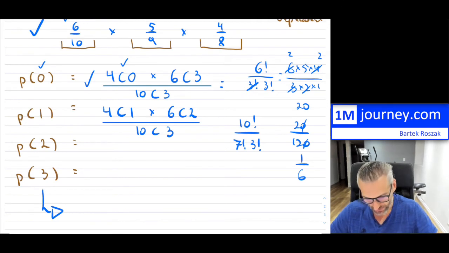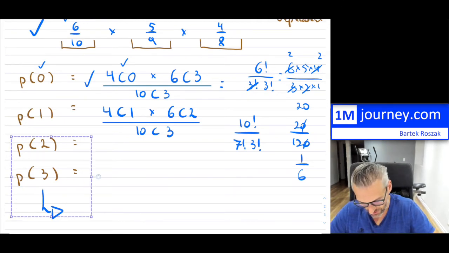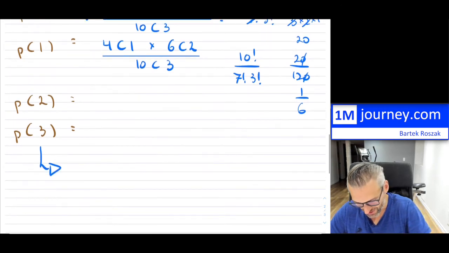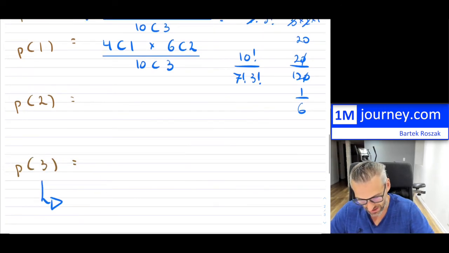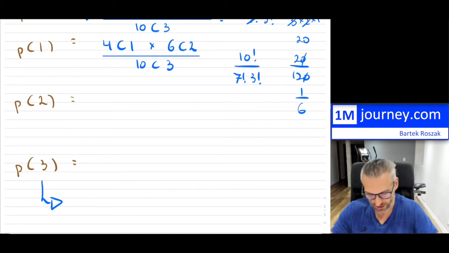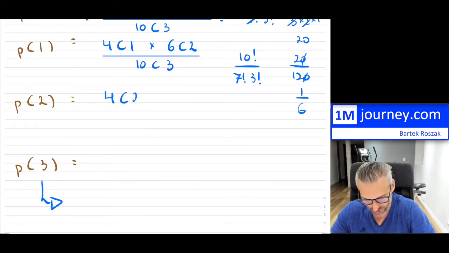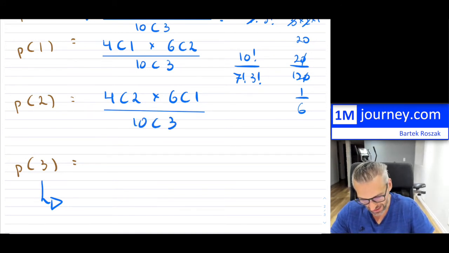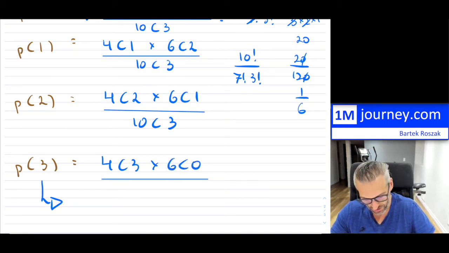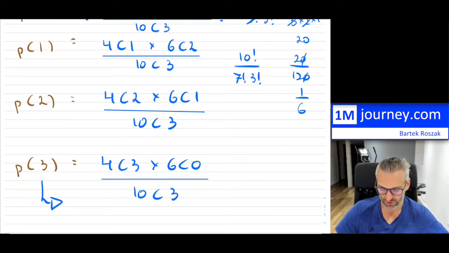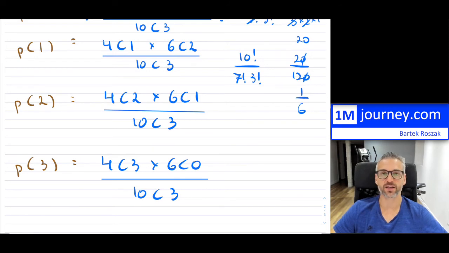And you can do that for the others. I'm running out of space here, so I'll make a little bit of space like that. For having 2 green ones, well, I have 4 in total, and I'm going to choose 2 of them. Then I'm going to have 6, and I'm only going to have 1 black ball. So that's 10 choose 3. And then for the last one, 4 choose 3 and 6 choose 0, since I don't have any black ones, and then 10 choose 3, which is the total number. So these are all the probabilities that we would have, and that's how we could order it.